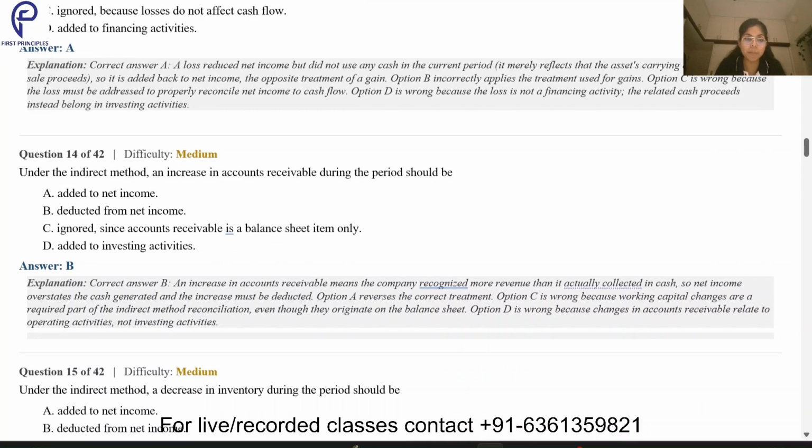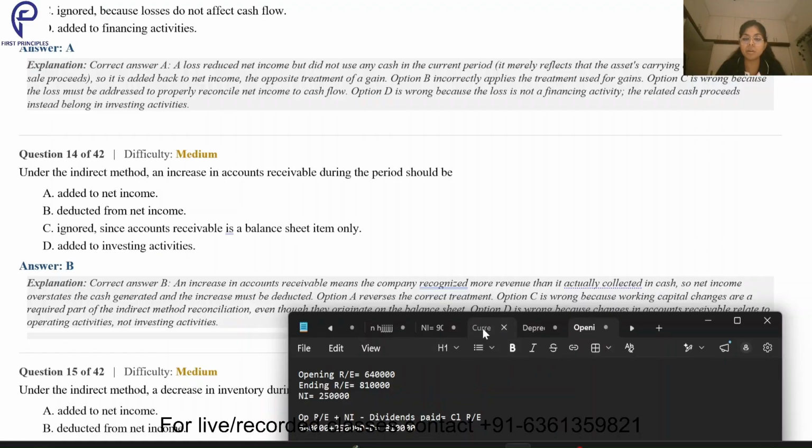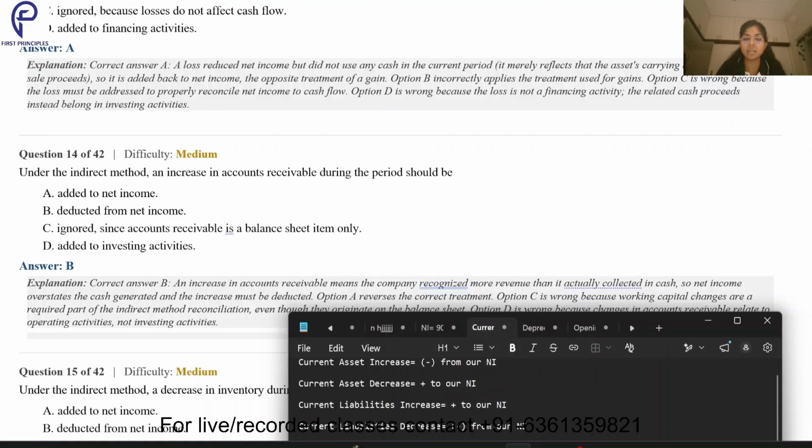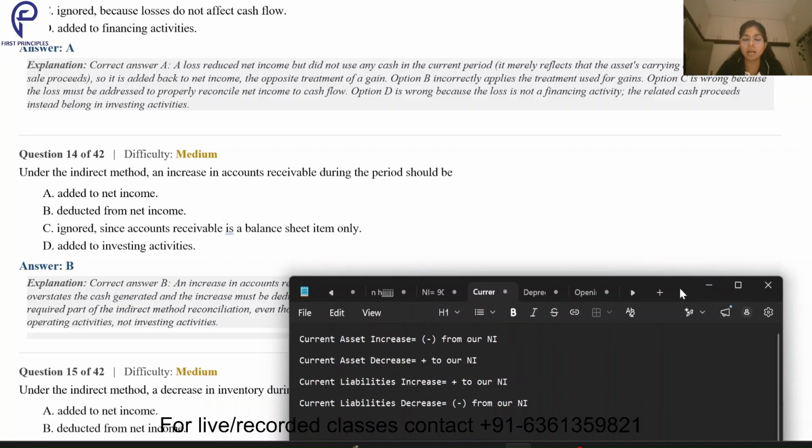Under the indirect method, an increase in accounts receivable during the period should be what? Okay, I remember giving this cheat code to my students that you have to just memorize. I have already explained this in depth when I was talking about the statement of cash flows, but over here I have just written it down. Why? Because now we are gonna do a lot of questions on statement of cash flows, so with the help of this equation, it will be very easy for us to understand.